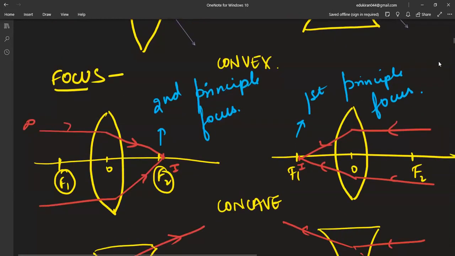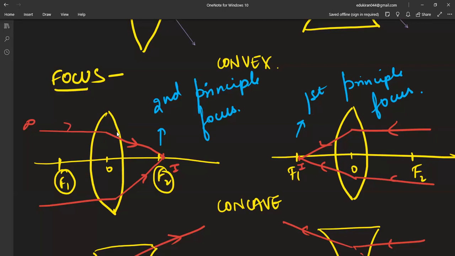Then focus. Now see, in a lens we'll be having two foci. The way we have two poles for one single principal axis, you will be having two foci of it. The reason behind this is that you have two spheres; the lens has been made by combining two spheres. So there are two foci also, one for this portion of the lens, one for this portion of the lens.